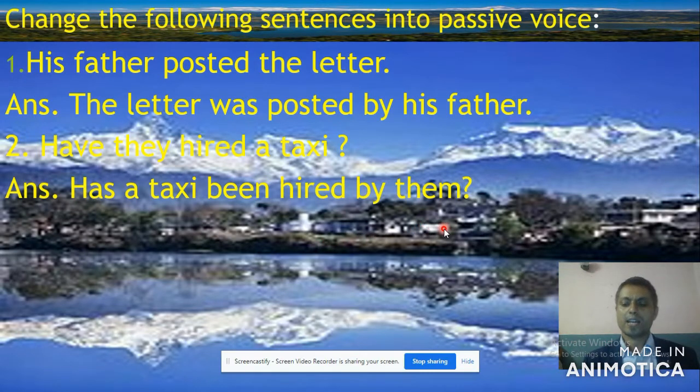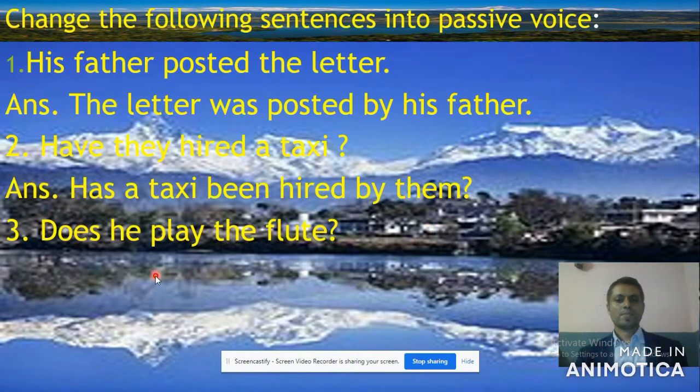Now let's jump to number 3. Does he play the flute? This sentence belongs to category number 1, the simple tense category, simple present tense. So you have to apply the rules or structure of the simple tense category. If you are still confused, you have to go back to the previous lesson and learn the four different categories to learn active and passive.